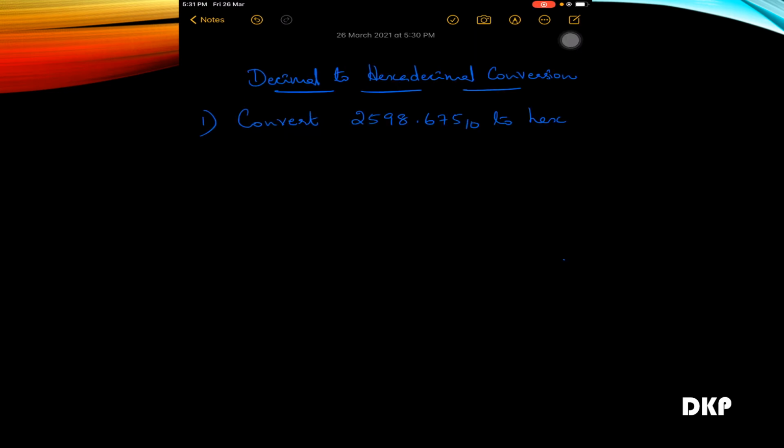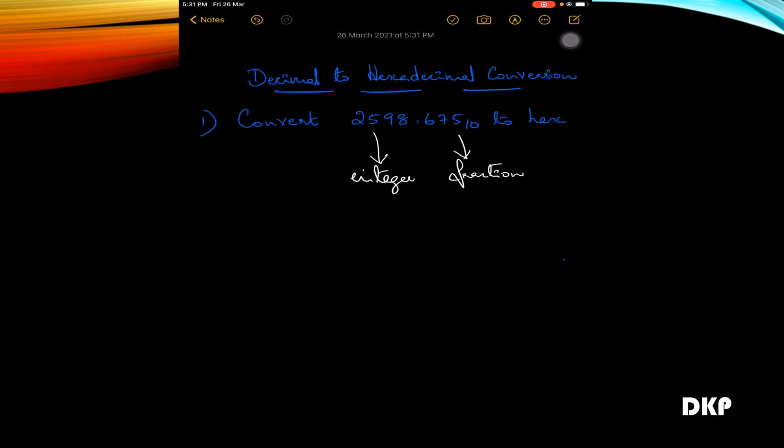Let us do this example for decimal to hexadecimal conversion. Convert 2598.675 to the base 10 to hex. Here they have given a mixed number, that is, it has an integer part and a fractional part. When we get an integer part and a fractional part, the conversion of integer part and fractional part should be done separately. So first of all, let us do the conversion of the integer part.